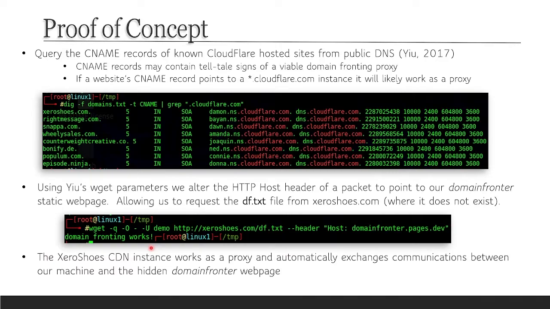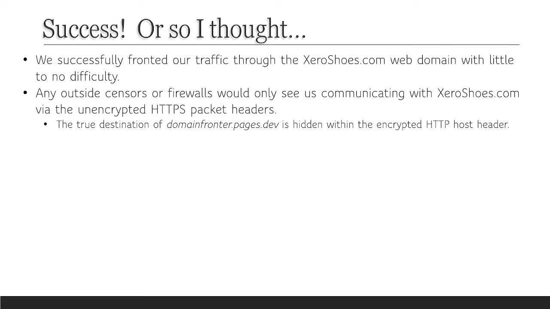Here we can see the Zero Shoes web server, which would be located on the Content Delivery Network's edge nearest to our geographical location. This Zero Shoes web server works as a proxy server, automatically exchanging communications between our two endpoints. So, success, right? We successfully fronted our traffic through the zeroshoes.com web domain with practically little to no difficulty. Any outside sensors or firewalls would only see us communicating with zeroshoes.com via the unencrypted HTTPS packet headers.